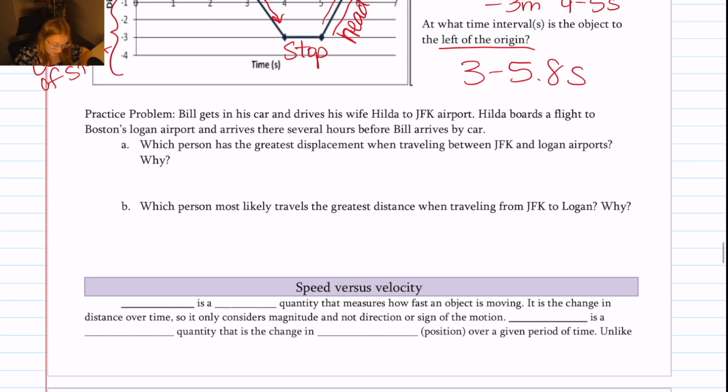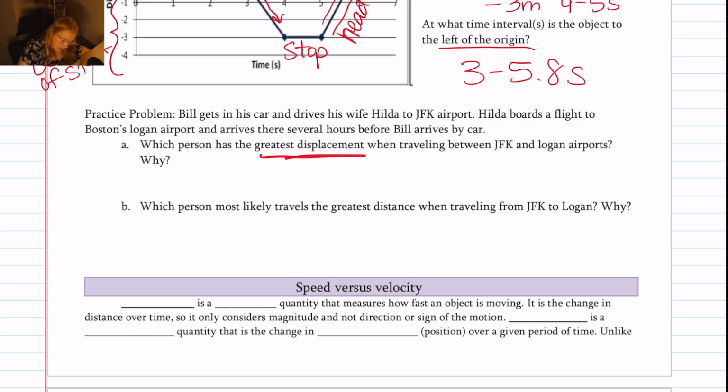Okay, this next example would not happen in real life, but it's a good way to think about distance versus displacement. So Bill gets into his car and drives his wife Hilda to the JFK airport. Hilda boards a flight to the Boston Logan airport and arrives there several hours before Bill arrives by car. So they drive to one airport together. The wife flies, but the husband drives, and they end up at the same place.